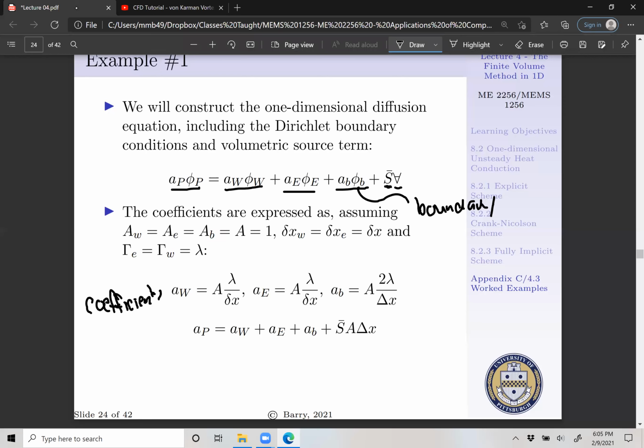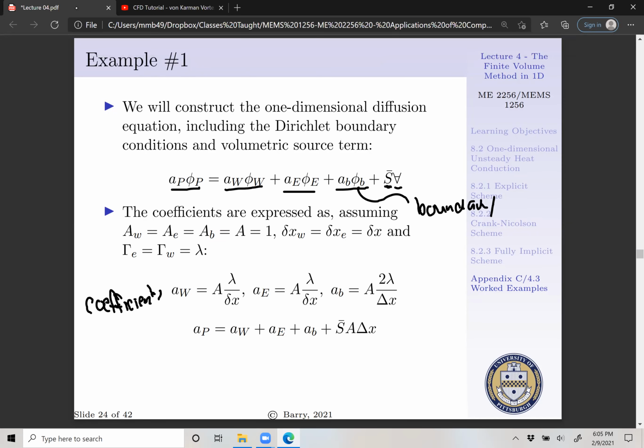My apologies for the yawning. A West is equal to A lambda per delta X. A East is equal to A lambda per delta X. And A at our boundary is equal to A times 2 lambda per delta X. Thus, we have the following equation for our leading coefficient AP. AP is equal to A West plus A East plus A boundary plus SA delta X. Awesome.